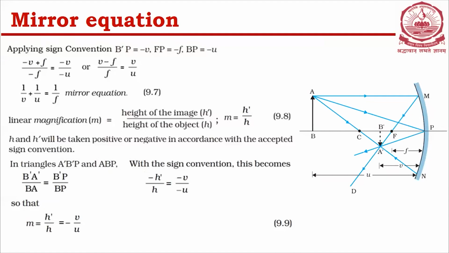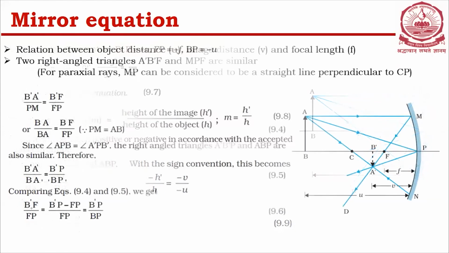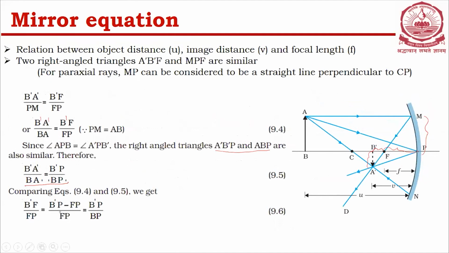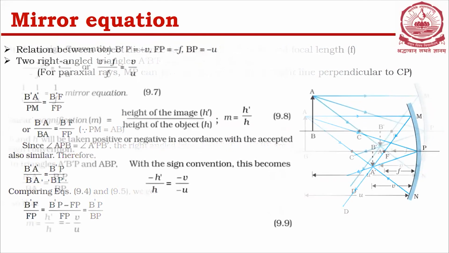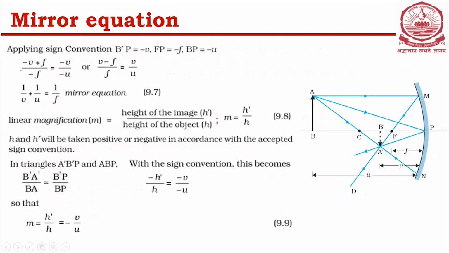The other sign convention: BP is also measured opposite to the direction in which light travels, in the positive x-axis direction, so here it is minus u. When you substitute all these into the previous equation, B dash F by FP, B dash P minus FP by FP, and B dash P divided by BP, you get minus v plus f divided by minus f, which is equal to minus v by minus u.